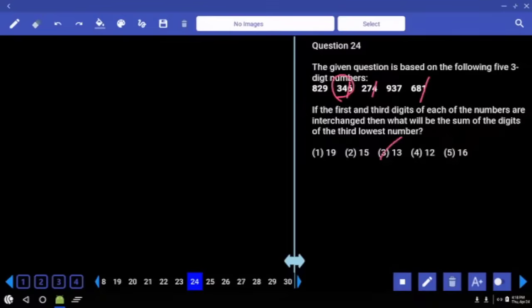13, choice 3. Because first and the third are interchanged, which digit is coming to the first place? Third digit. Among the third digits, we need to identify which is the lowest.